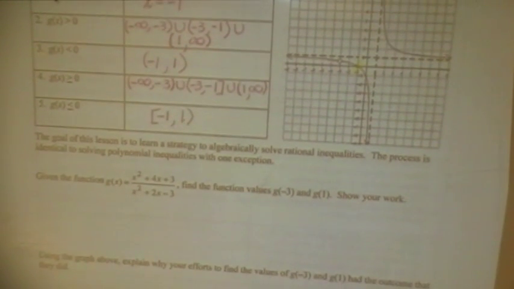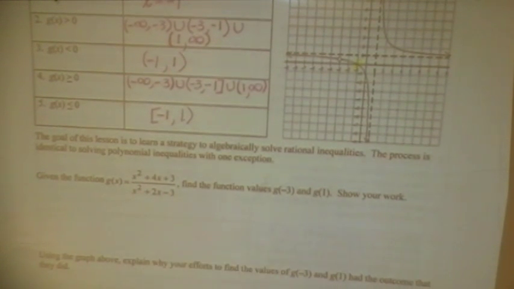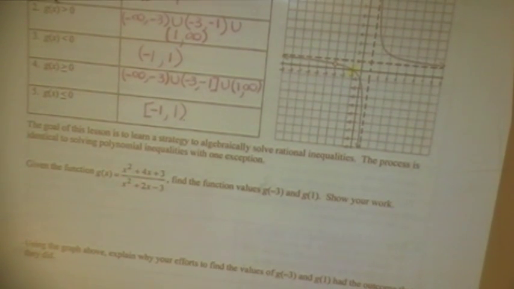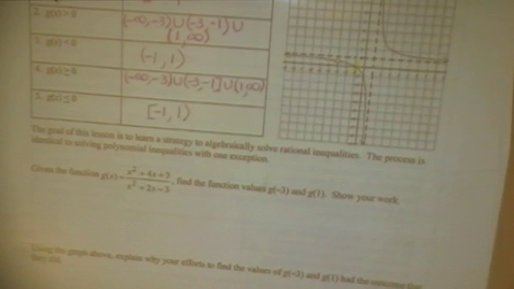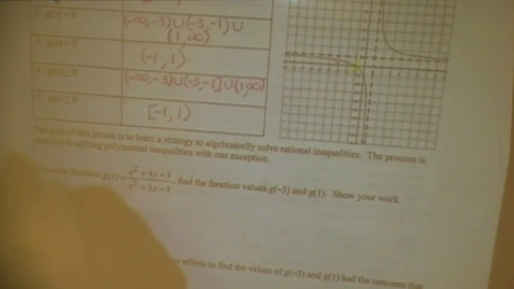So given the function that they gave us, find the function values of g of -3 and g of 1. Show your work. Now, of course, you could go up to g of -3, and you can see right after that there's a hole there. But they want us to prove there's a hole there by plugging in the x value. So let's do that. It did say show your work, so let's make sure we show our work here. So I'm going to say g of -3, and that just means to plug in -3 everywhere there's an x in this problem.